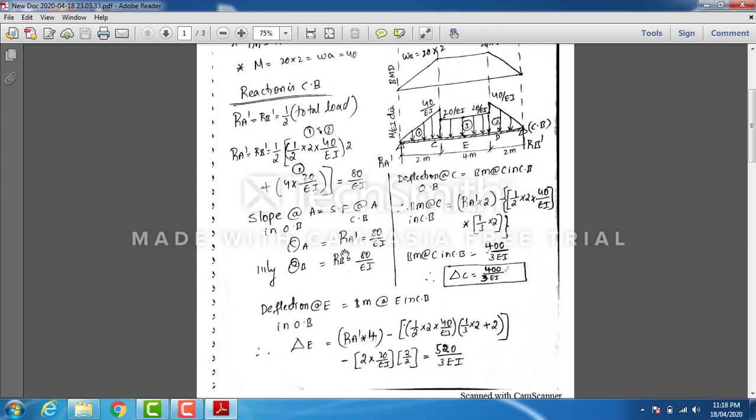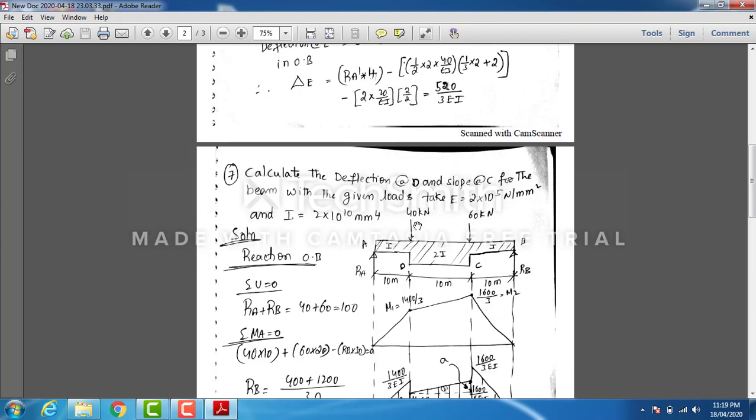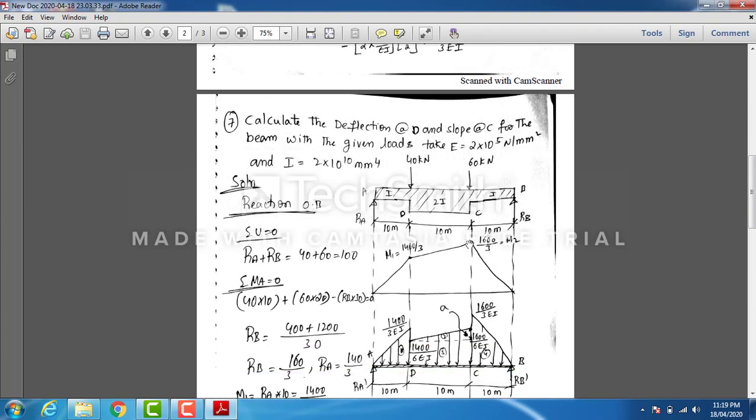So slope at A is 80 by EI, slope at B is 80 by EI, and deflection at C is 400 by 3 EI. Deflection at midpoint is 520 by 3 EI. Okay. Now here I have taken the 2 point loads as same. Suppose if we take 2 point loads different, now we shall see how the problem shapes up.